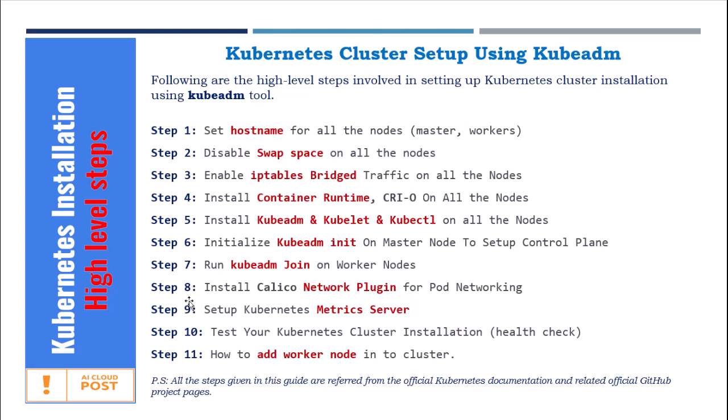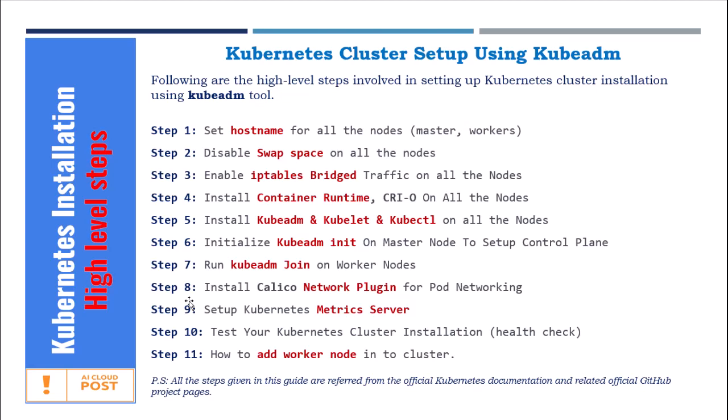Step 4 is to install the container runtime. As we discussed, for the container runtime interface we are using CRI-O. This is holding the Kubernetes application containerization, so on top of it everything is running. This is again one of the core components.